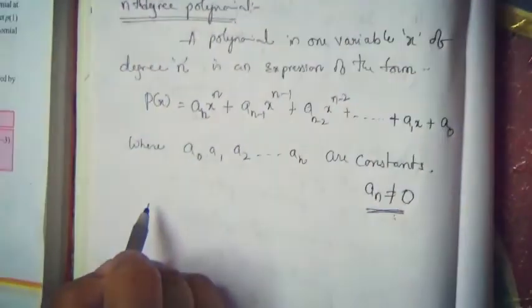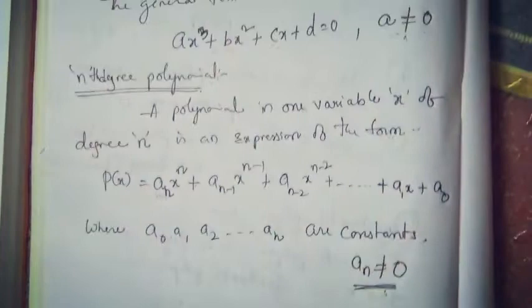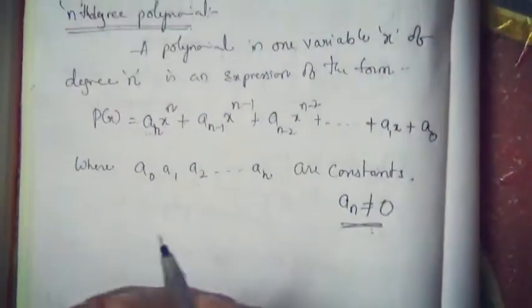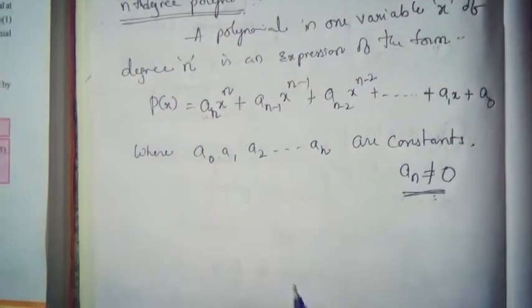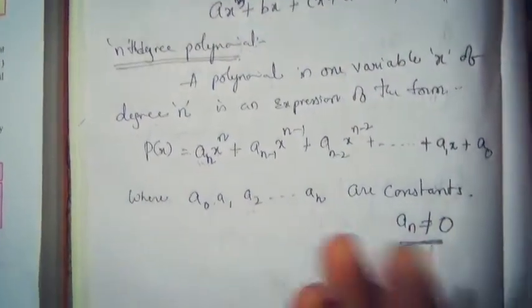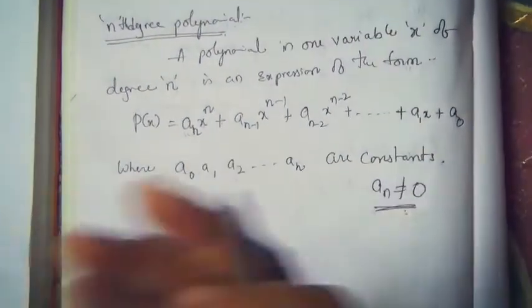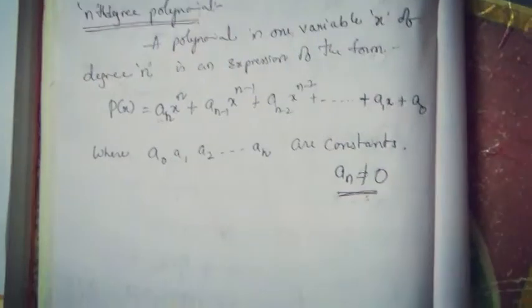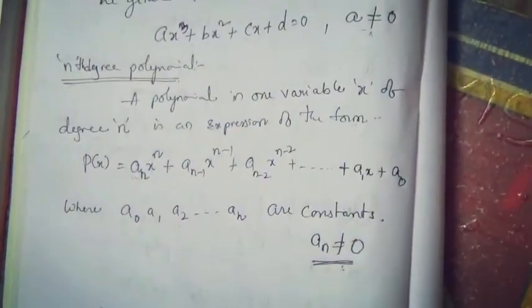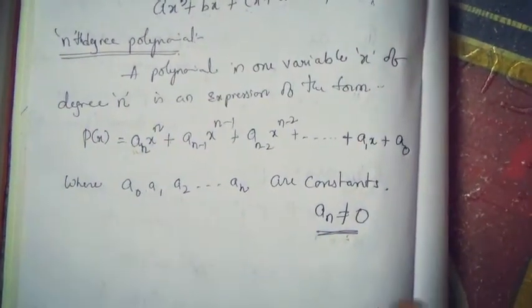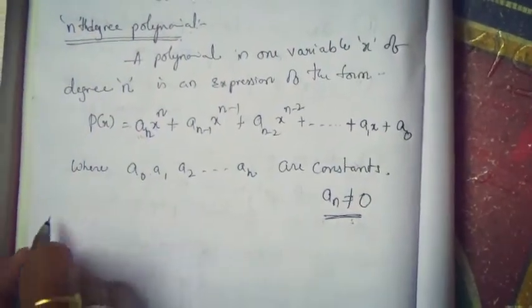Okay, and the constants are your wish. Constants can be a0, a1, a2 and up to an. You can use any term, b0, b1, b2, z0, z1, z2, just like that. You can use any variable, any constant. Okay, that is nth degree of the polynomial.